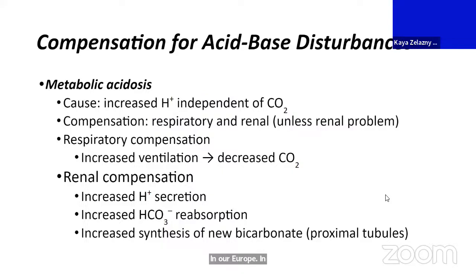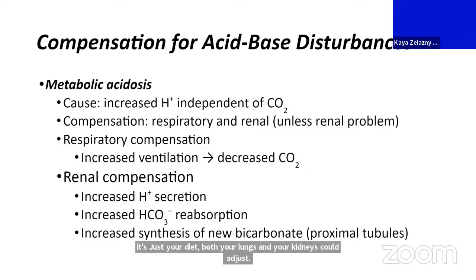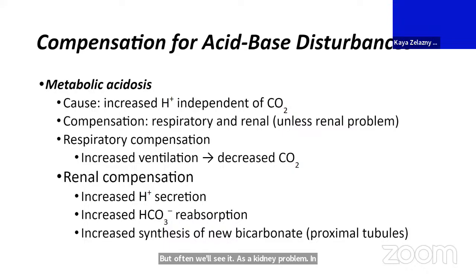In our metabolic acidosis and alkalosis, we're thinking about a pH change that doesn't have to do with the lungs, so something else. If it's just your diet, both your lungs and your kidneys could adjust, but often we'll see it as a kidney problem, in which case we've got a renal problem, we can't compensate with our renal system, so you're going to compensate with your respiratory system. You're going to adjust your breathing. Okay, so if our problem is that we're too acidic, right? We have hydrogen ions in our blood for some reason. What we're going to want to do is to increase our ventilation, breathe off more CO2. So we're going to drop that CO2 down to balance it out.